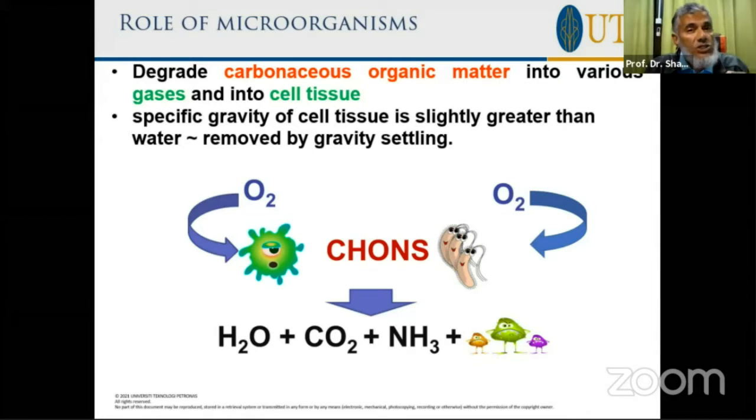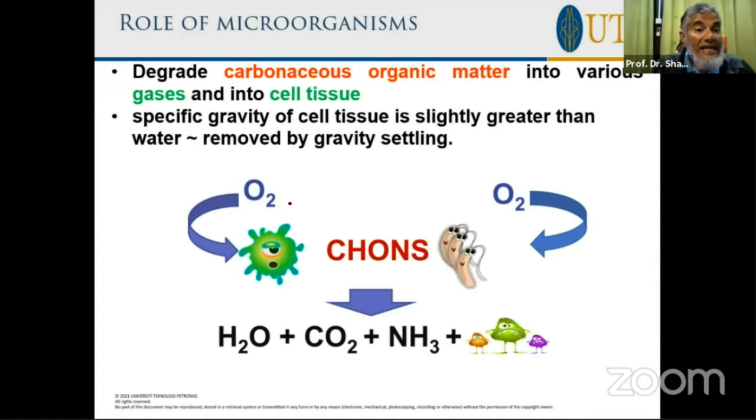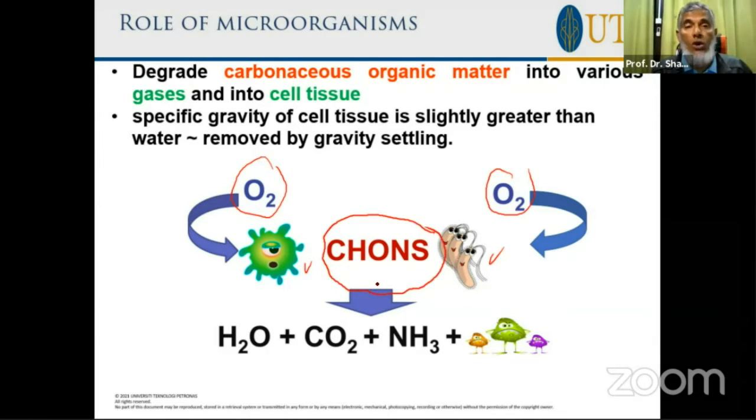And this cell tissue is basically a little bit greater in specific gravity than the water, so it will settle down in the sedimentation tank. All right. So what happened was, in the aeration tank, these beautiful microbes will use this oxygen to degrade these CHONS. And these CHONS are our wastewater.